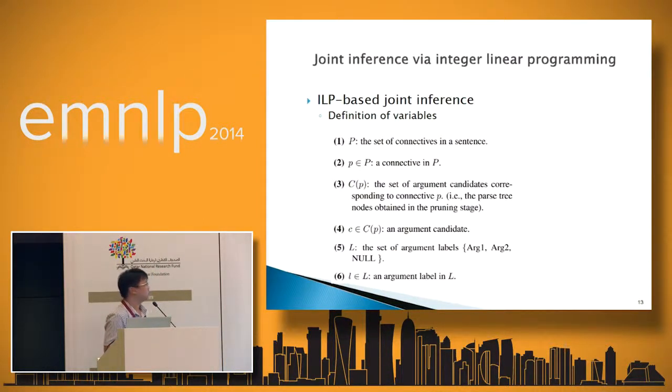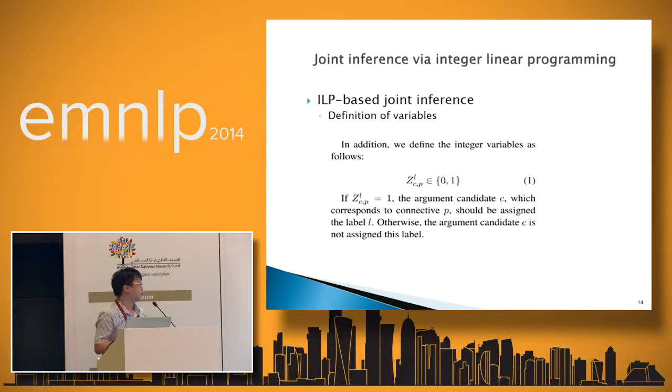The joint inference mechanism can be formulated as a constraint optimization problem, using integer linear programming. As a requirement for integer linear programming, first we need to define the variables, the objective function, and also the constraints that are specific to the problem. For the variables, given a sentence, we define P, the set of connectives present in the sentence, and p is a connective in this set. We can also define C(p), the set of argument candidates that correspond to a connective. And finally, we have L, the set of argument labels, in this case arg1, arg2, and null.